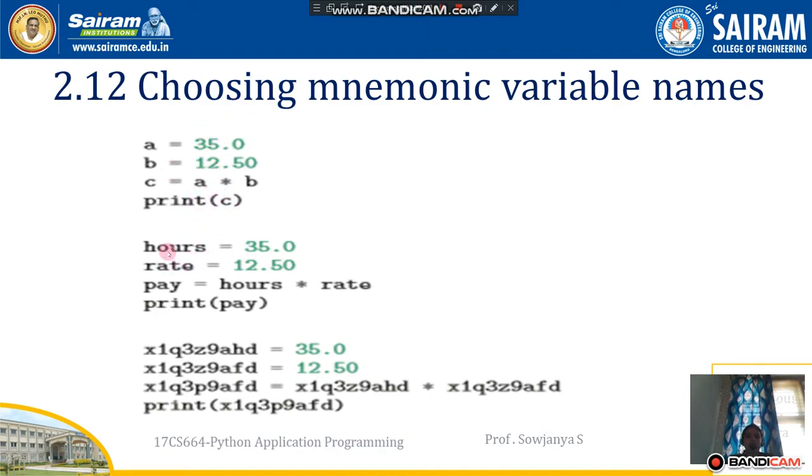But when you write mnemonic variables like this, hours is equal to 3.35, rate is equal to 12.10, then we can say we are computing the pay, and the user can understand that. You can also write it in a different way using different variables, like x1 q3. Python just wants the syntax to be correct; it doesn't care how the user understands. That is how we choose mnemonic variables. You should write variables in such a way that users can easily understand the variable names.